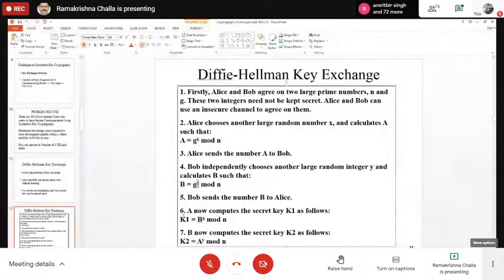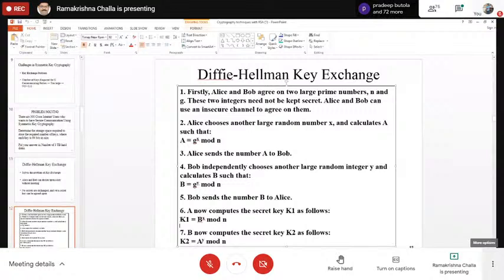Now at step number 6, Alice computes the secret key K1. K1 is what? B to the power of X mod n. So N is known to Alice. B has been received from Bob. X is secret to Alice herself. Now Bob computes the secret key K2. K2 is A to the power of Y mod n. So N has been shared by Alice with Bob. And A also has been shared by Alice with Bob. And Y is secret to Bob.